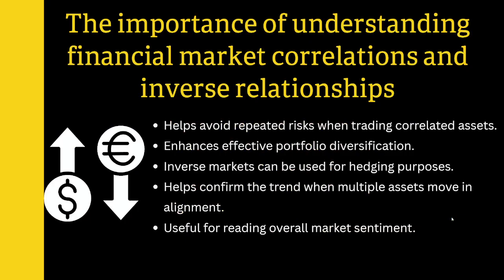The importance of understanding financial market correlations and inverse relationships. So again, it helps avoid repeated risks when trading correlated assets. And this is very important. So for example, if I'm trading Nasdaq and I see a very nice buy opportunity, I click enter, I click buy, and I go into a buy trade on Nasdaq. Then I keep scrolling and I find S&P 500. I also find another very nice setup that I want to take. So I also buy and risk another chunk of my capital on the S&P 500 trade.